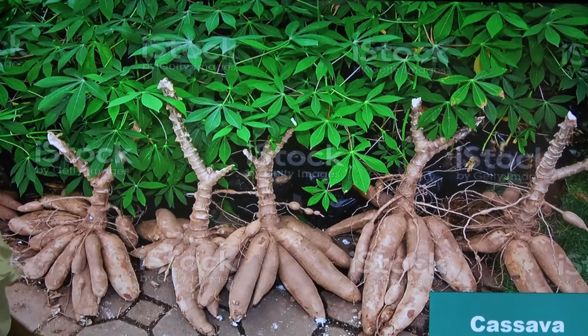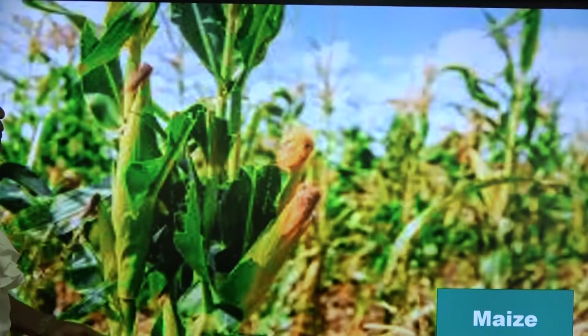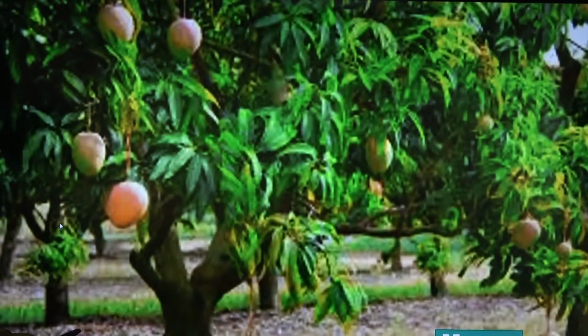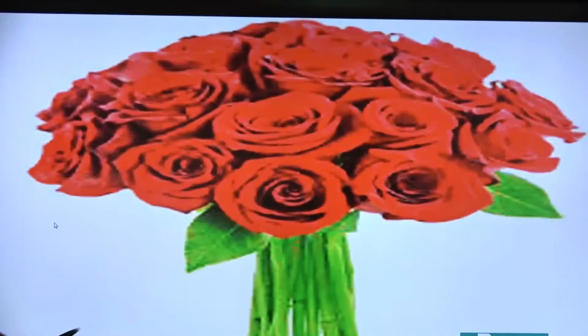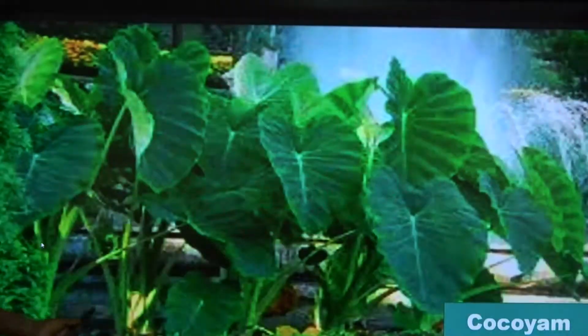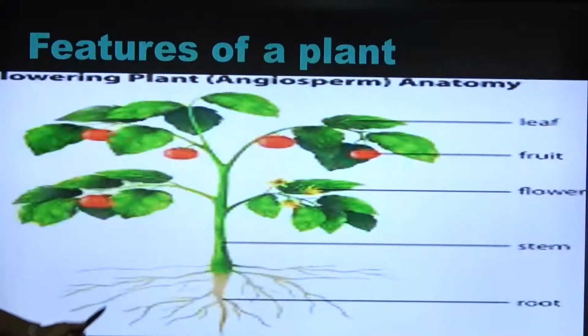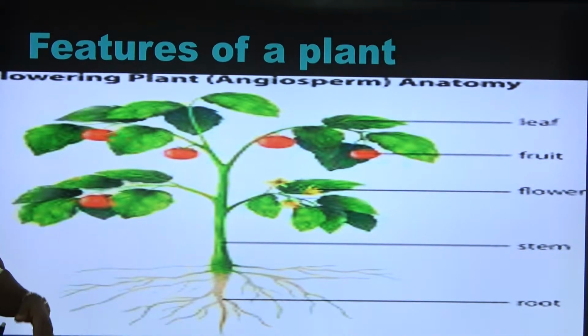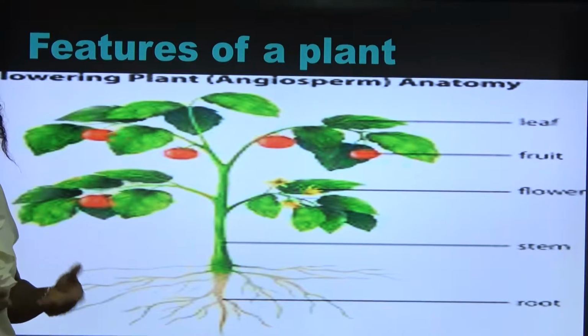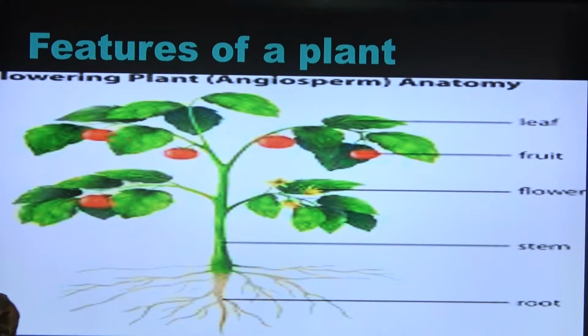We have cassava. Cassava is an example of a plant. We have maize, mango, rose flower, cocoyam, sunflower, and we have so many of them. We have orange tree, it's also a plant. We have cashew, pawpaw, pineapple, so many of them.